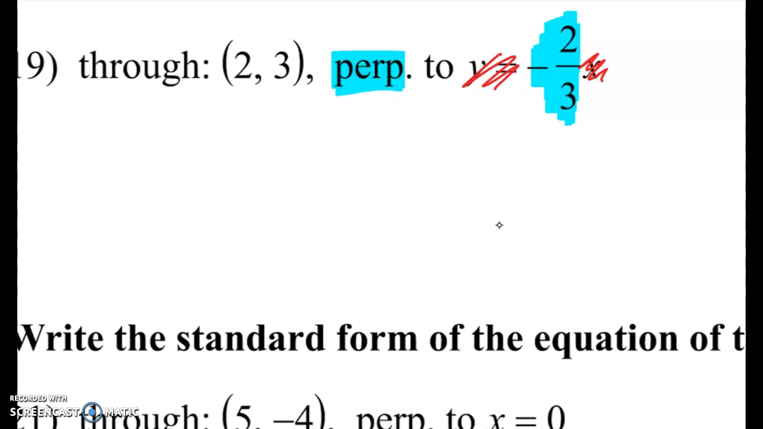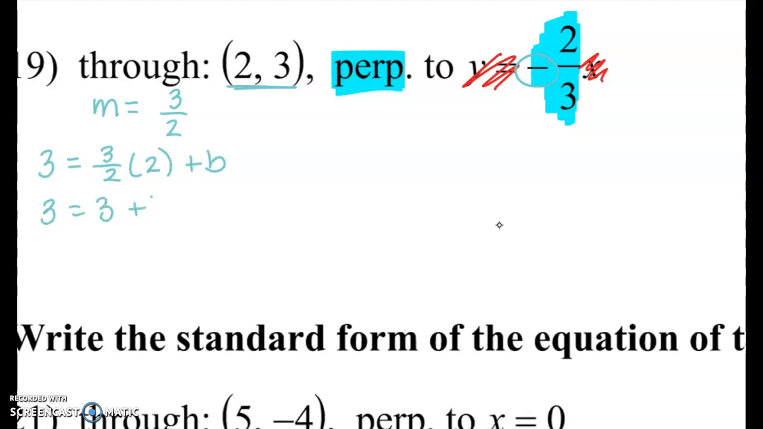So my slope in this problem, I'm going to flip it to make it 3 over 2. And since it's negative, it's going to become positive. So now I can use that and my point to figure out the equation of my line. So 3 is equal to 3/2 times 2 plus b.